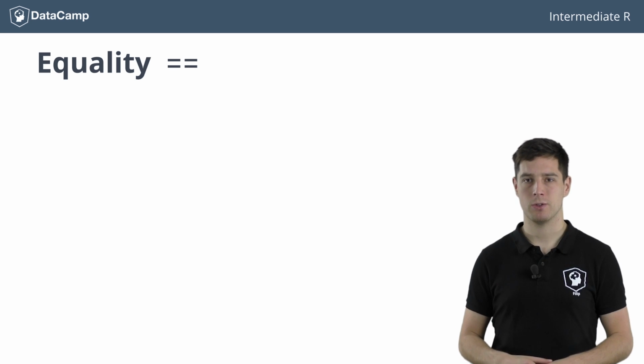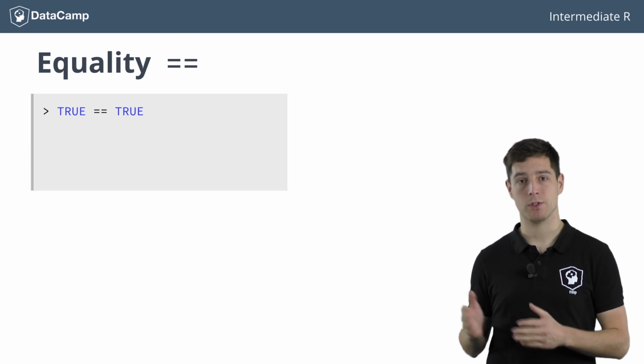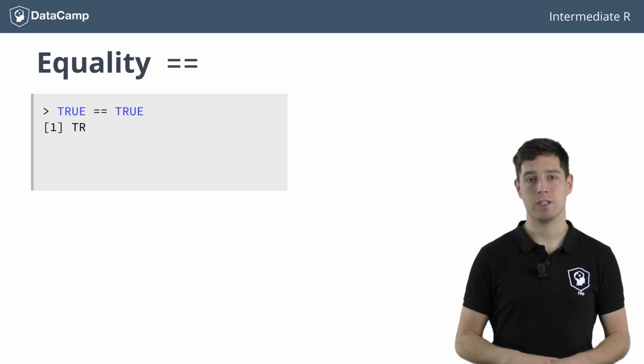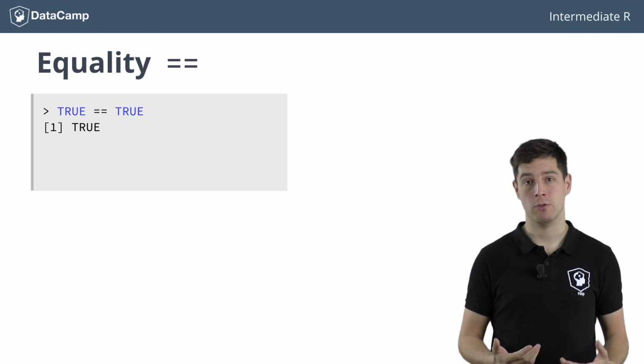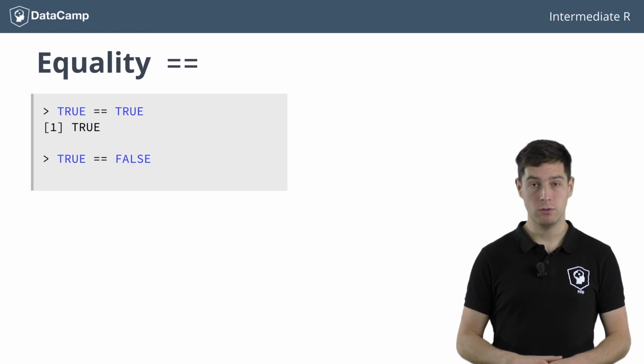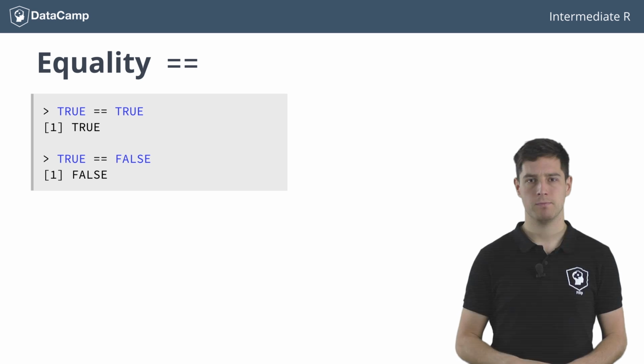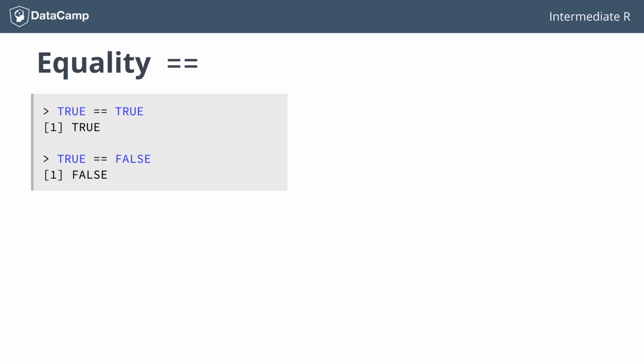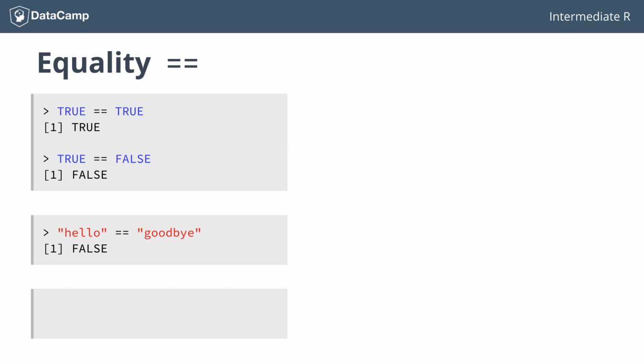Let's try this out in the console. We type TRUE == TRUE, and the result of this query is a logical value. In this case, TRUE, because of course TRUE equals TRUE. On the contrary, TRUE == FALSE will give us FALSE. Makes sense, right? Apart from logical variables, we can also check the equality of other types. We can also compare strings and numbers.